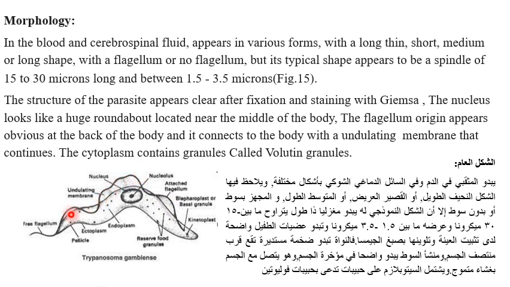This is the undulating membrane that continues. The cytoplasm contains granules called volutin granules as a food reservoir. This is the nucleus, this is the undulating membrane, this is the flagellum. As you see, the flagellum arises in the posterior region of the body. Of course, this is the single-celled protozoan Trypanosoma gambiense.